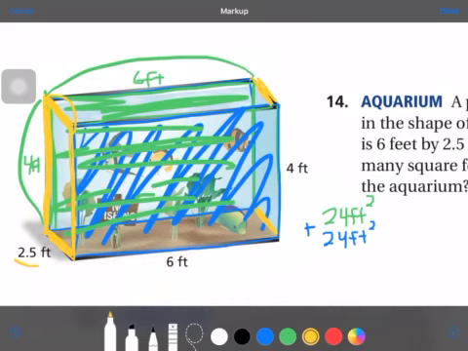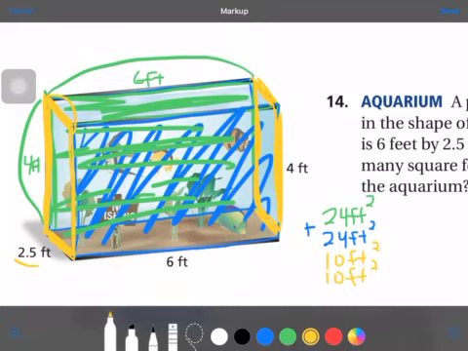We've already got this one times 4. So 4 times 2.5, I believe that is 6. Let me just double check. Sorry, 10. Okay, so 4 times 2.5 is 10. So we've got 10 feet squared, and then over here we've got 10 feet squared. So now, are we done?